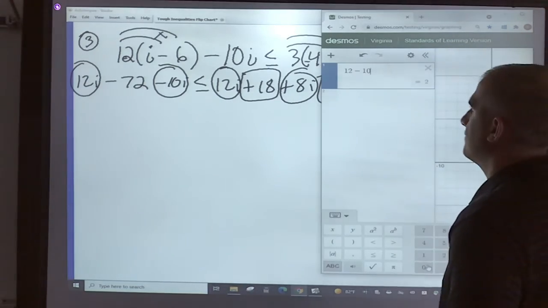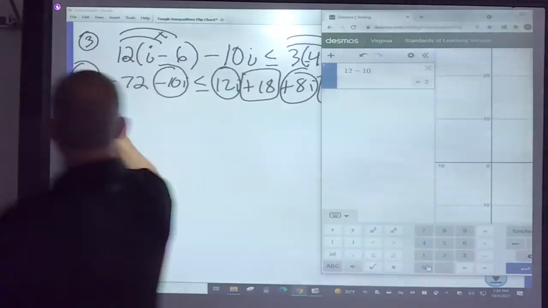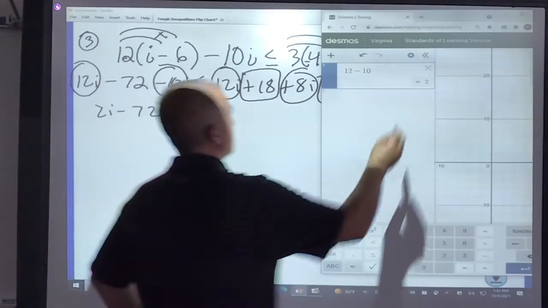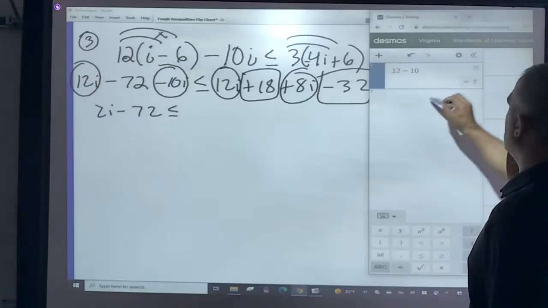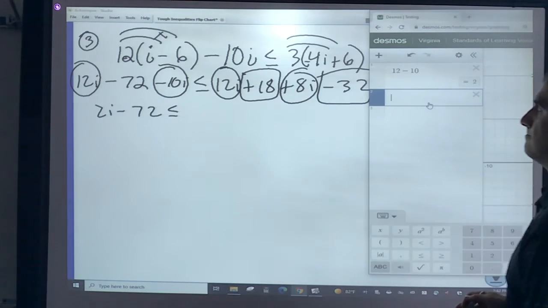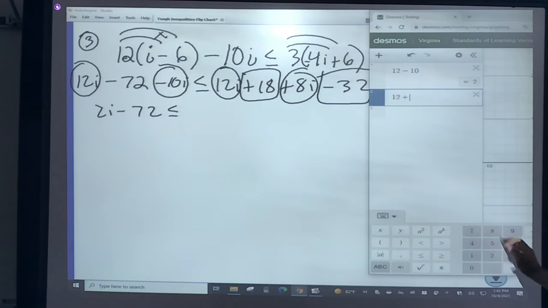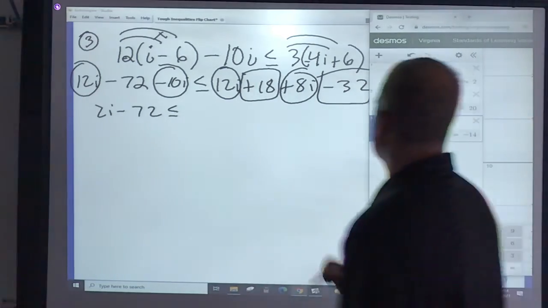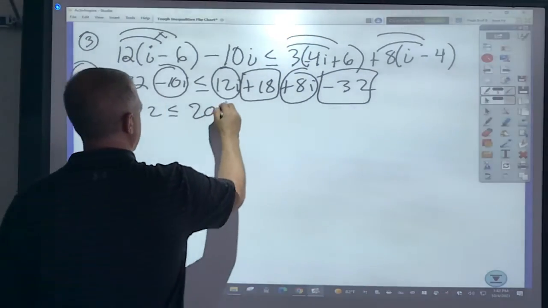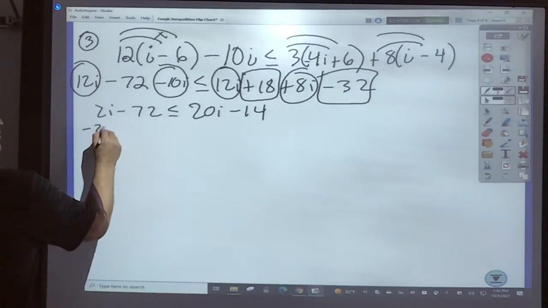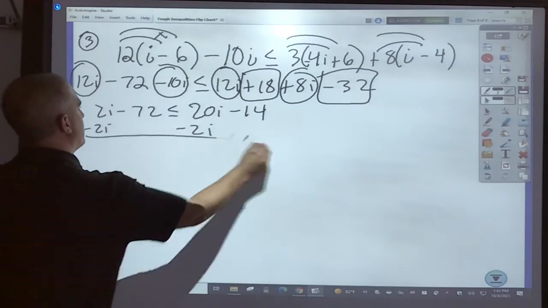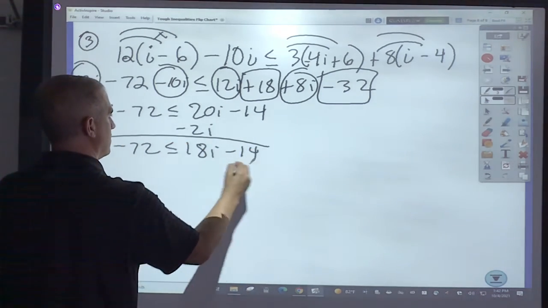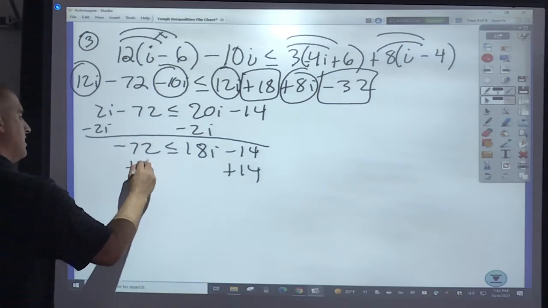12 minus 10, which is 2i, minus 72, and then I want to do, I got 12 plus 8, and 18 minus 32. That's 20i minus 14. Okay, now I just got to move one of those. Be mindful that that's going to stay negative 72. I want to add a 14 and add a 14.